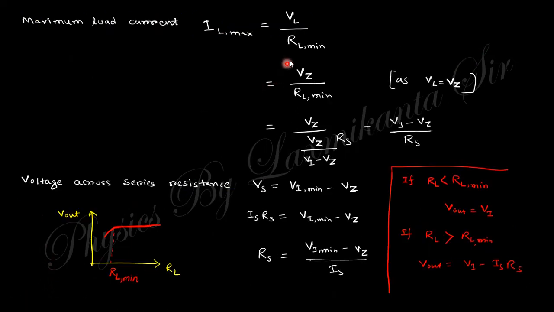And the minimum load current is nothing but VL by Rmin. So finally you will get this value. And the voltage across the series resistance is nothing but this, so from here you will get the value of Rs, that is the value of series resistance. Okay. So when the load resistance is less than the minimum value of load resistance, the output voltage must be equal to the input voltage. You have to understand here the difference of these two. This is nothing but the Zener voltage. Okay, so the output characteristics will be like that.